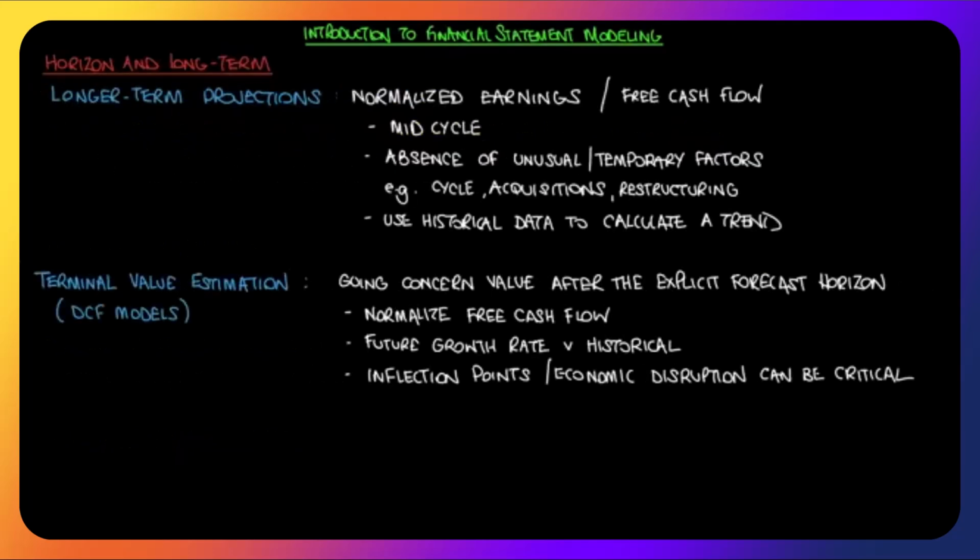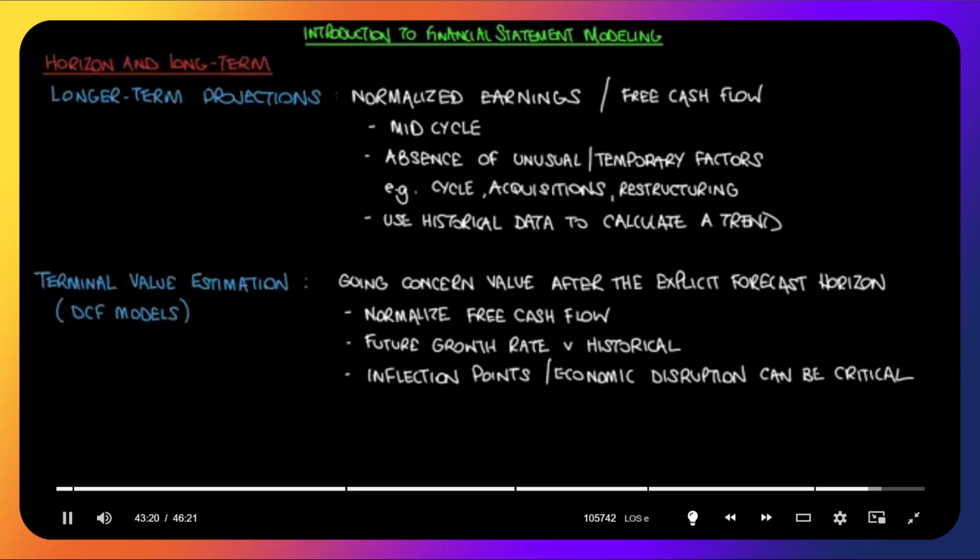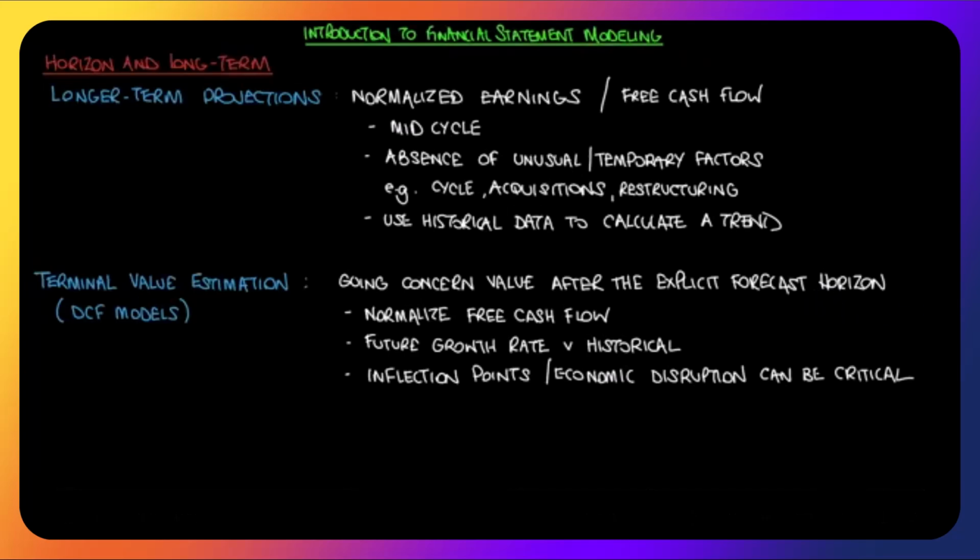For longer term projections, so we have our short term explicit horizon that we've decided upon. Going beyond that is sometimes necessary. If you're going beyond that, perhaps to get to a terminal value, make sure you're using a normalized figure. Might be earnings, might be free cash flows. Normalized means mid-cycle, so not too high, not too low, just Goldilocks, and without any unusual or temporary factors. So get to a normal stage of the cycle. Make sure you're through these acquisitions, restructurings, as we talked about, and everything is settled down.